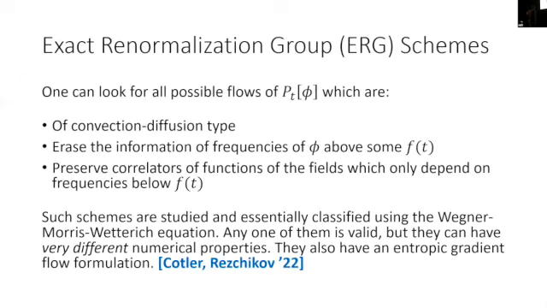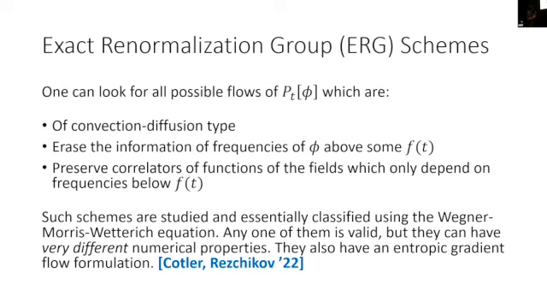Now there's not just one RG scheme, there's a whole bunch of them. And I don't know how to classify RG schemes or define them, because it seems like you can call anything you want an RG scheme. But there's one natural class, which you can try to define, which are all flows of this probability functional, which are of convection diffusion type. And then, okay, so these are not quite precise formulations, but you can make these more precise. They, on one hand, erase the information of frequencies in phi above some function of t. And on the other hand, they preserve all the correlators of functions of the fields which only depend on frequencies below this cutoff rate, where f is basically a time reparametrization.